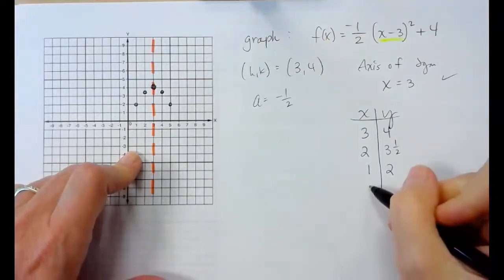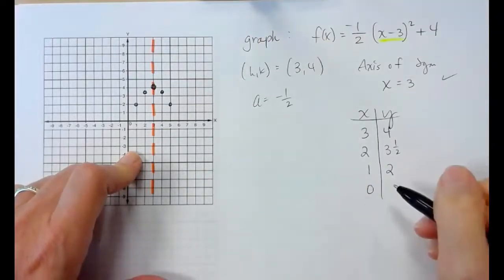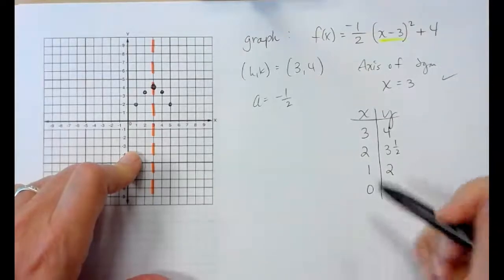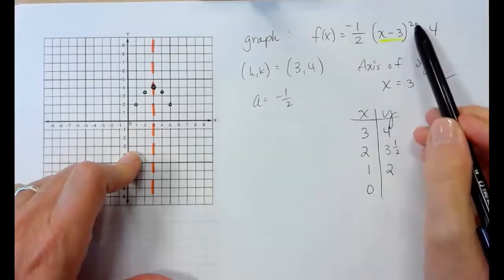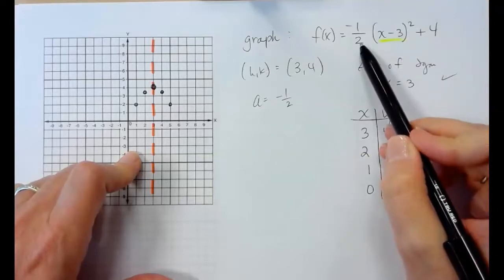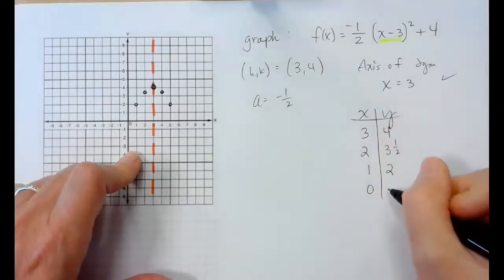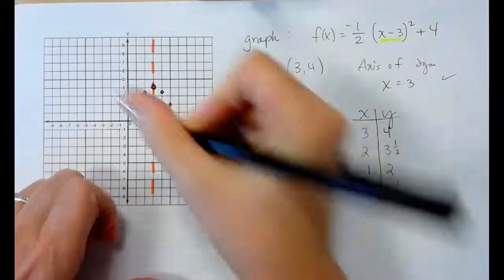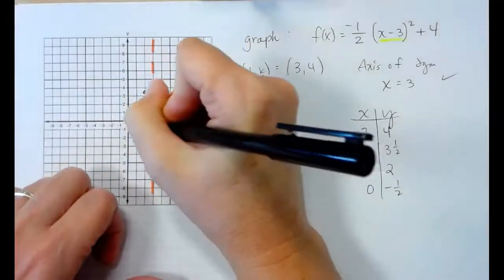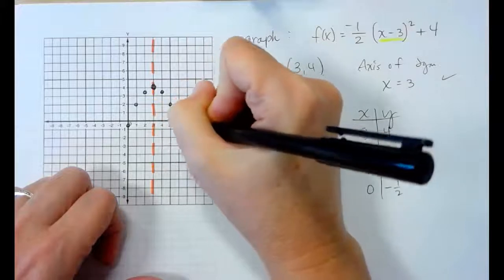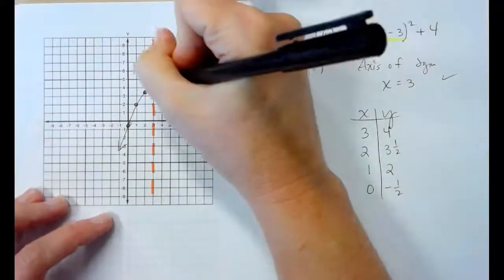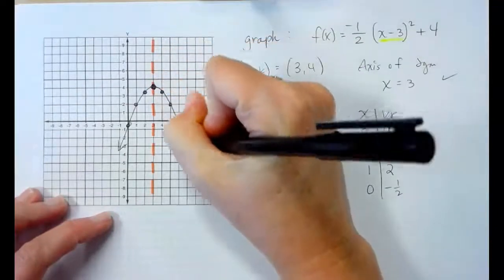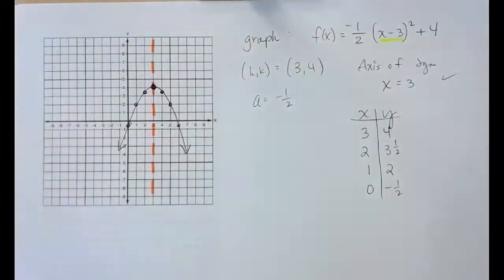Let's go ahead and find that y-intercept because it's always a critical value. 0 minus 3 is negative 3. Negative 3 squared is 9. Half of that is negative 4.5. So that is going to be at negative 1/2, 0, negative 1/2, 1, 2, 3, 1, 2, 3. So now we've got a nice smooth curve going through those points, and that is our parabola.